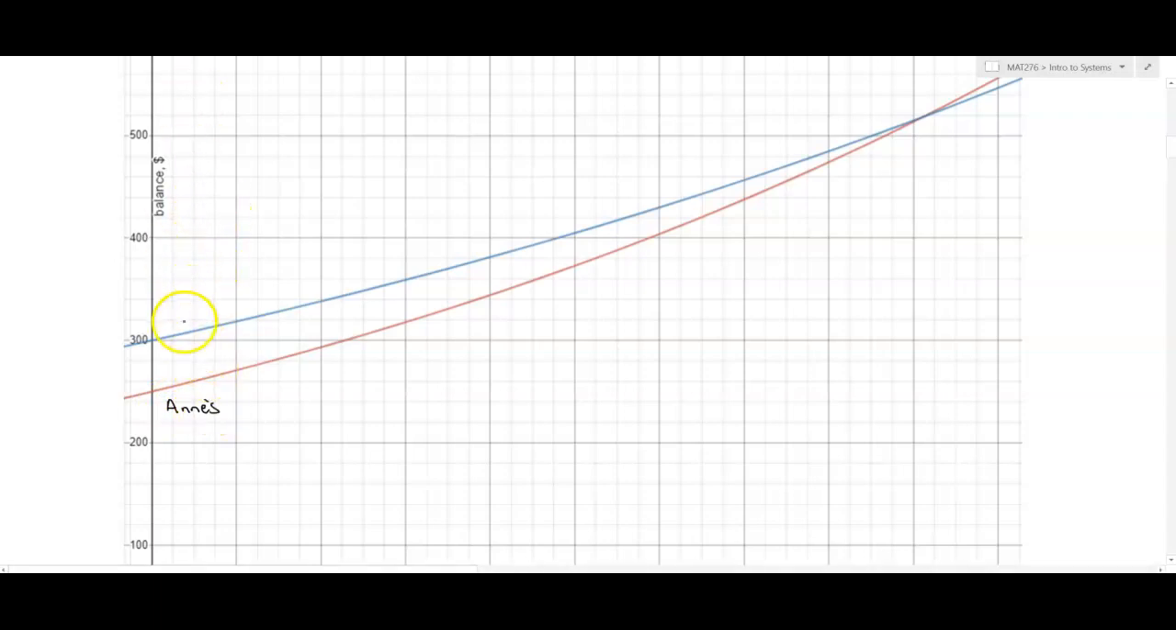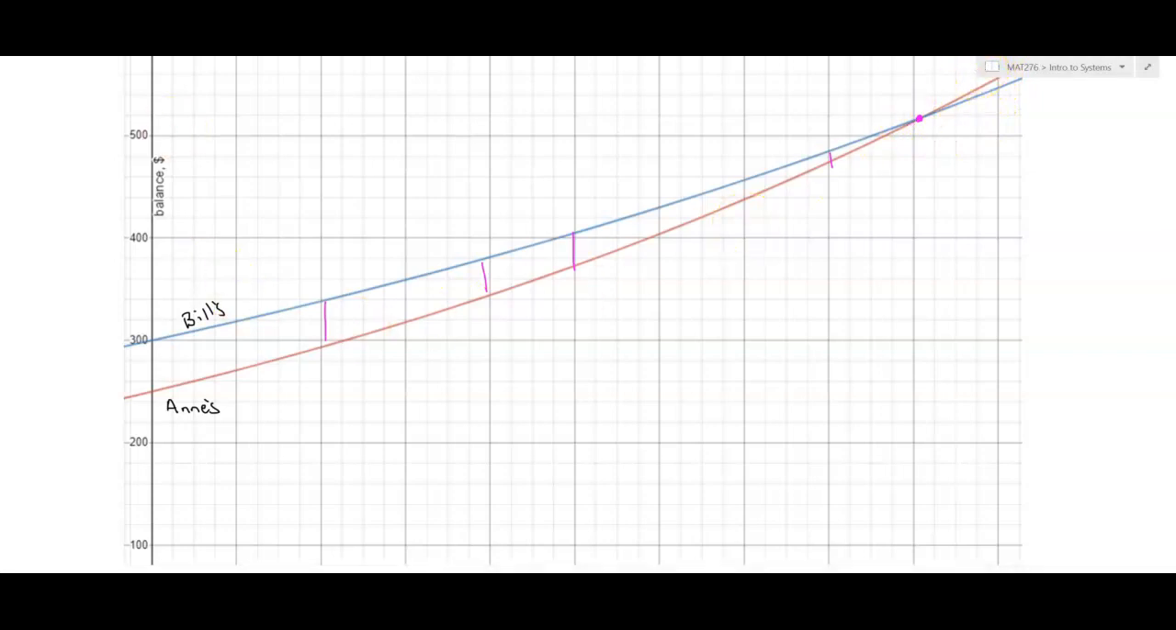And here we have Bill's function. The reason we know that from this is because Bill's balance starts off higher. But you can see it grows at a slower rate, and the difference between their two functions gets smaller and smaller. And then eventually, at some point here, Anne's balance exceeds Bill's balance.